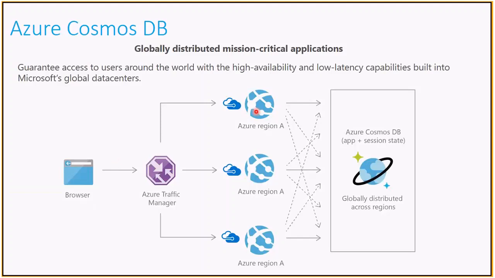It spans across the globe. So if you have a browser making a call, and you have a traffic manager, and you have websites or web apps in region A, region B and region C, and they are rapidly writing a lot of data, you can use Azure Cosmos DB, which can store the session state of these Azure websites, and it can also store the data of these websites.